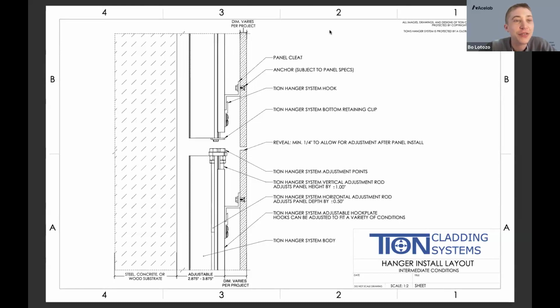Okay. We do have a few questions in the chat, so I'll go ahead and start reading through some of those now. Will asks, does Tion have a thermally broken attachment plate option, or are there any issues adding a structural thermal break between the clip and the backup wall if needed?